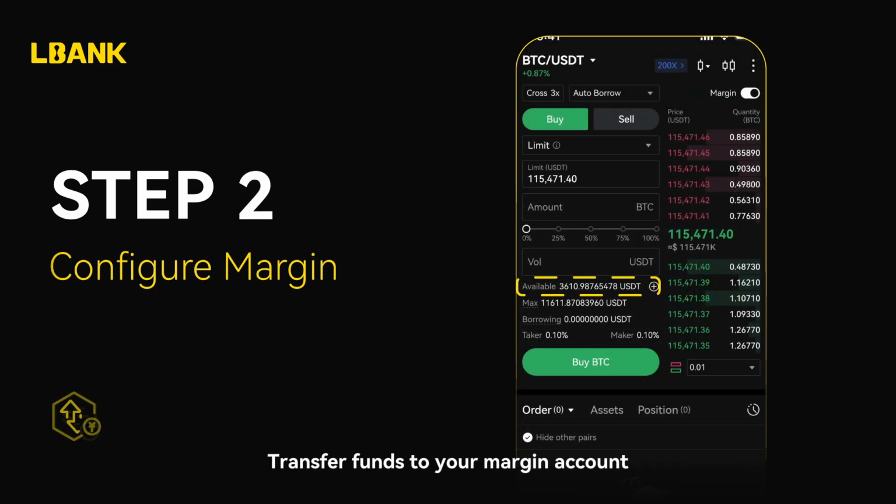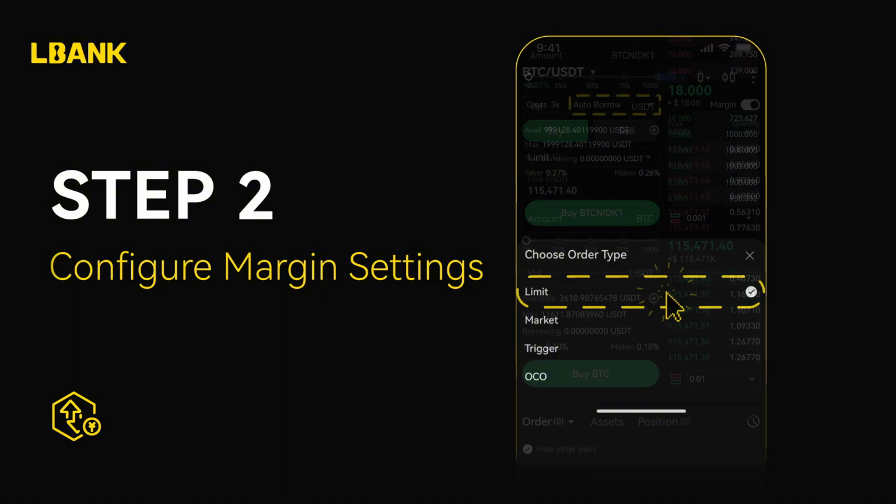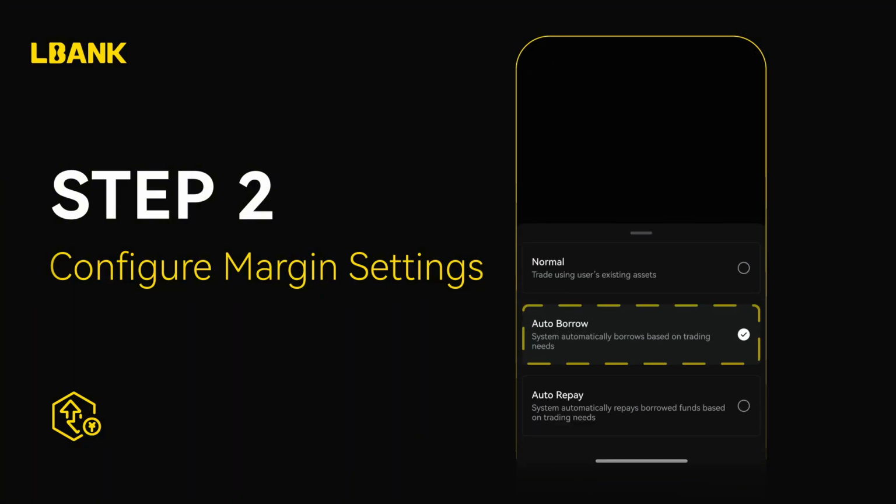Step 2. Transfer funds to your margin account. Once done, go to the order page. The system will default to the margin mode, cross, select Limit, and switch to Auto Borrow.